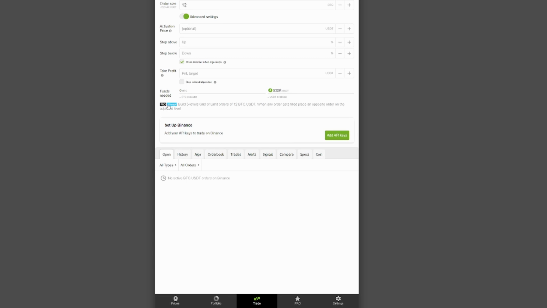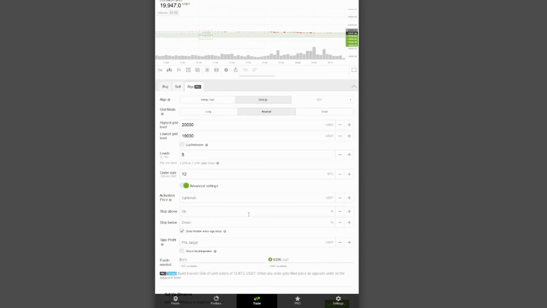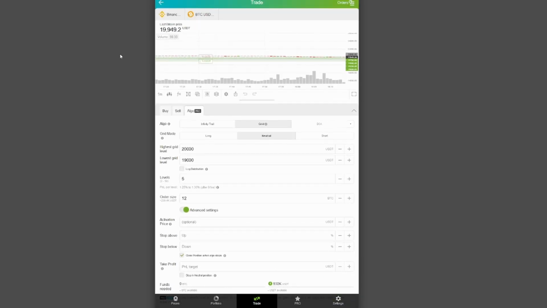And like I said, it's a pro version, so it's going to give you a build 5 levels grid of limit orders of 12 BTC USDT. And when orders get filled, place in opposite order on the adjacent level. So you can actually do that. And you can also set up, like I said before, API keys. This is going to definitely help you if you have API keys that you want to jump on board with. But a really cool system here in place for algo and bot trading.